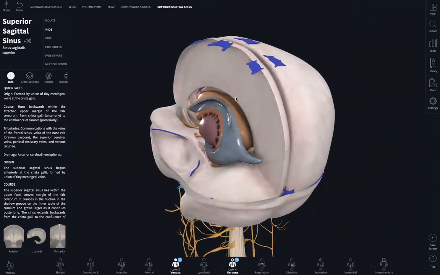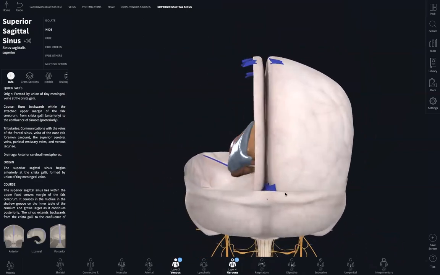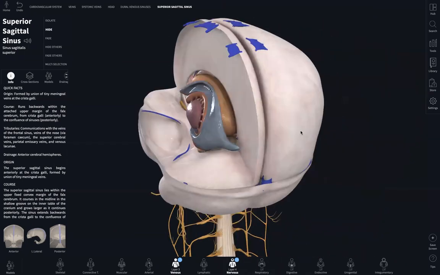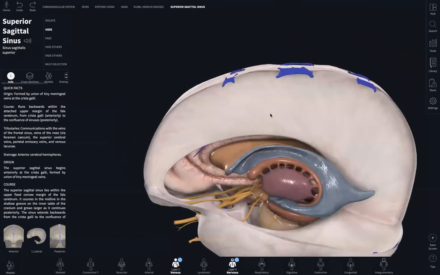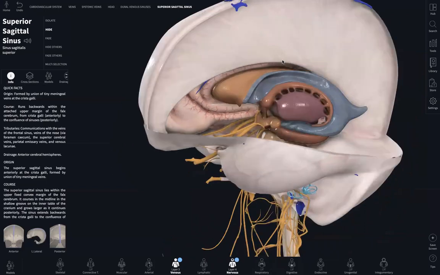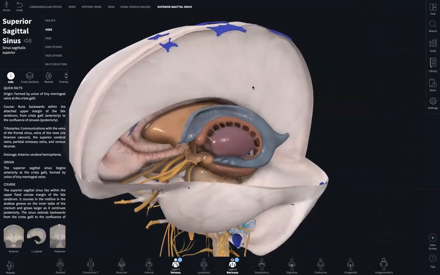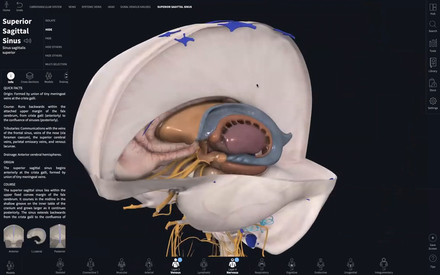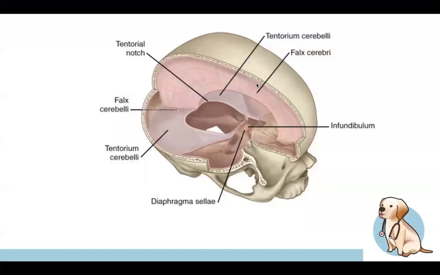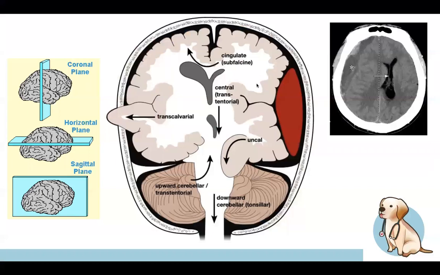And if you look from the back, you can see that they basically make a cross through the brain. They quarter the brain, essentially. So that is our dural folds. And they just provide a little bit more structure, keep everything in place. But things don't always stay in place. And that's what we're going to be talking about next, herniations.